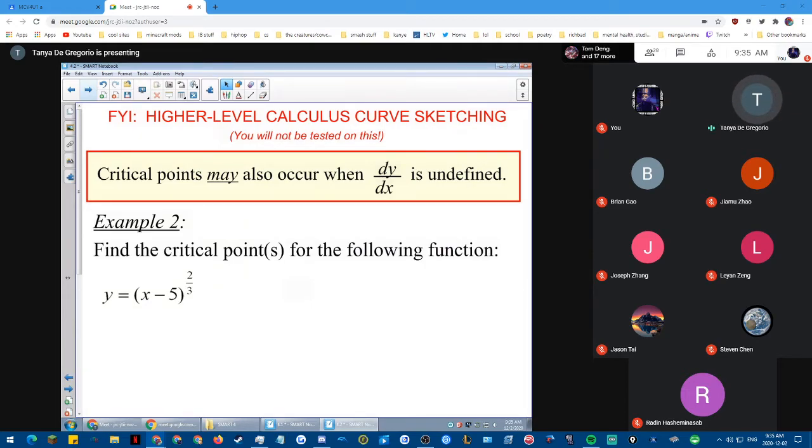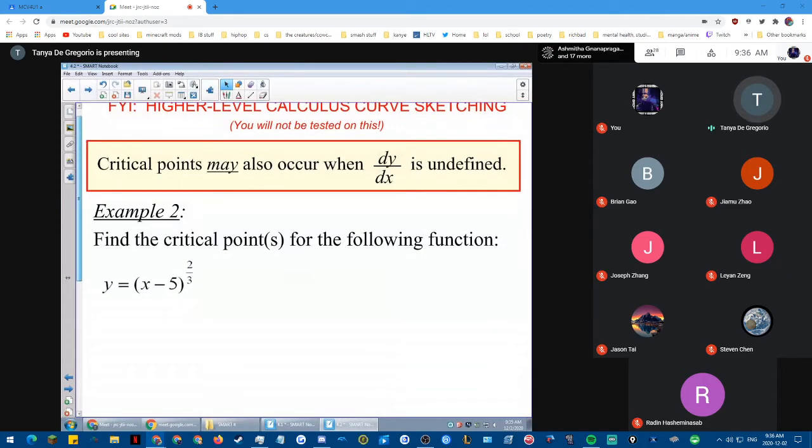FYI, higher level calculus curve sketching: critical points may also occur when your derivative is undefined. Do you guys remember when we talked about the absolute value function, or cost? And we learned that the derivative is not defined there. It's just an FYI. Critical points may occur there, but you're not going to be responsible for that. That will not be in your lecture. Just so that you guys know.